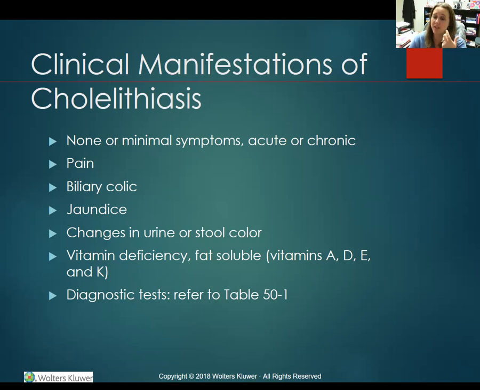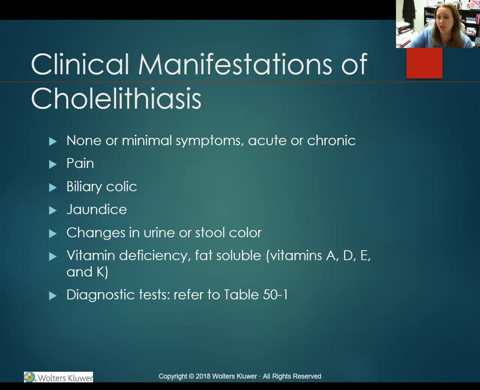And then if the stones block the cystic duct, the gallbladder becomes distended, inflamed, and infected, and that's when we have acute cholecystitis. So patients are going to develop fever, severe abdominal pain to the right upper quadrant, accompanied by biliary colic, which is pain that radiates to the back and the right shoulder. And then, of course, that's usually always accompanied by nausea and vomiting.